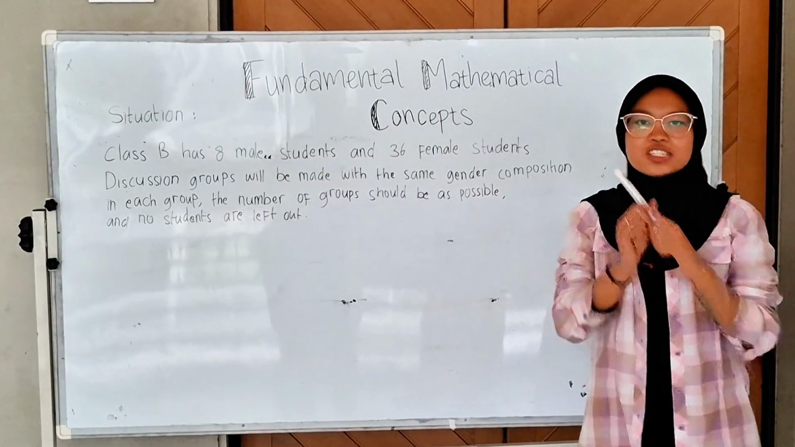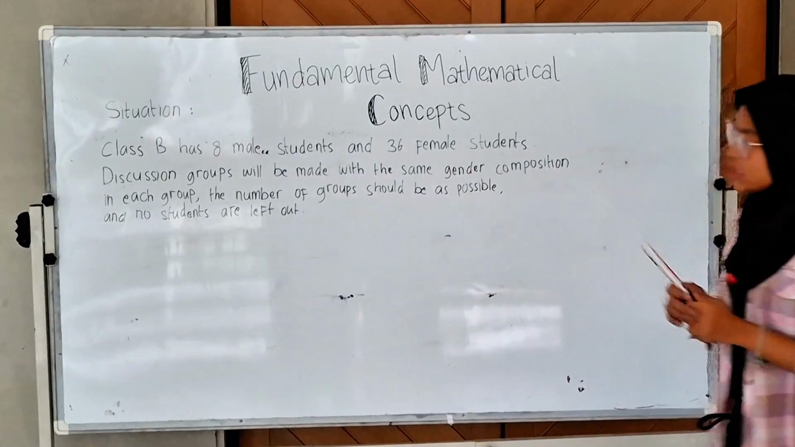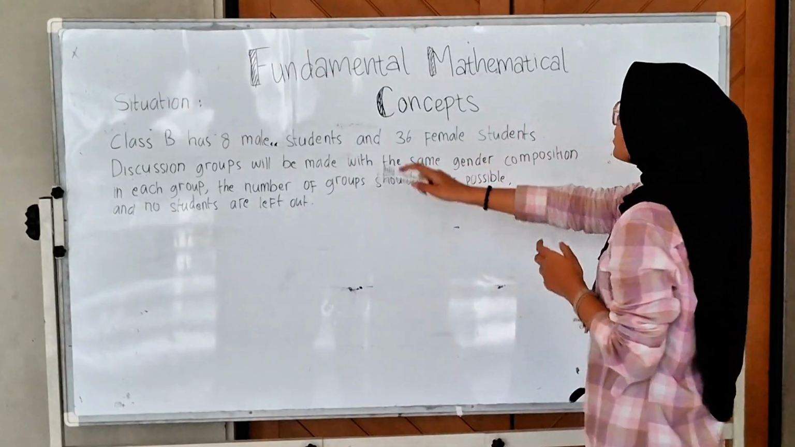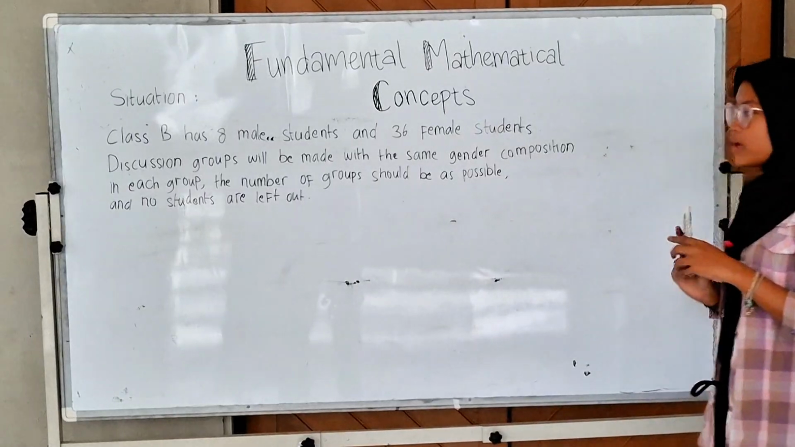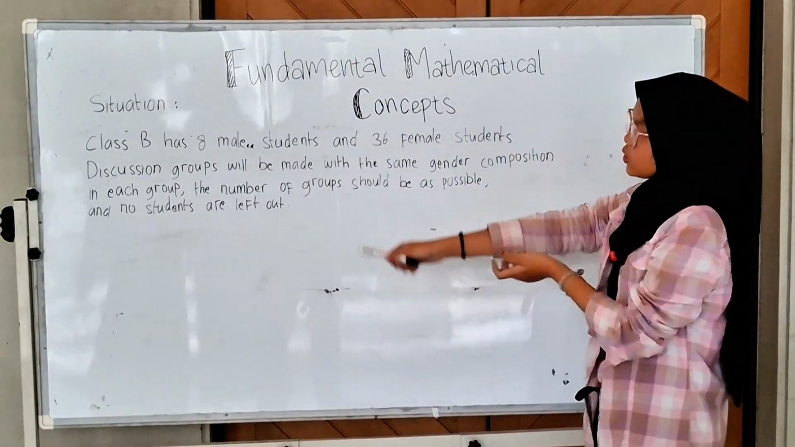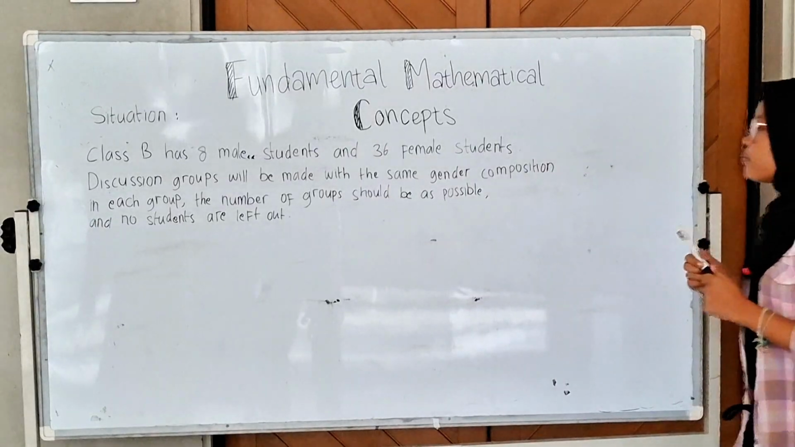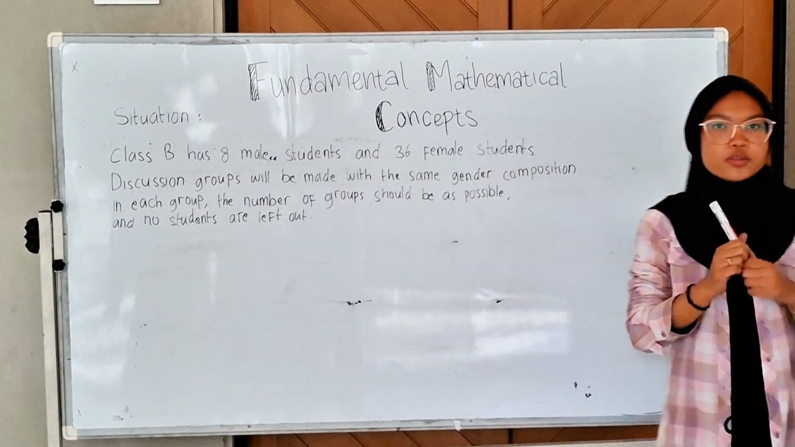Okay, for the GCF case, we can take the group division example. Situation: Class B has 8 male students and 36 female students. Discussion groups will be made with the same gender composition in each group. The number of groups should be as many as possible, and all students must be included.